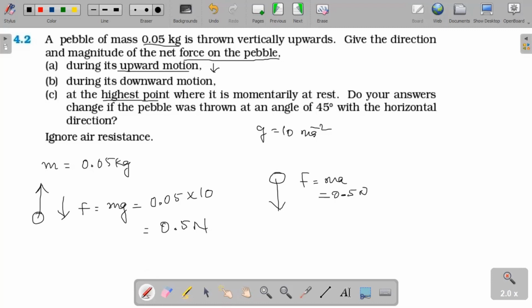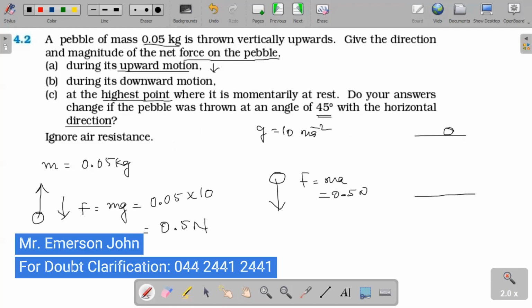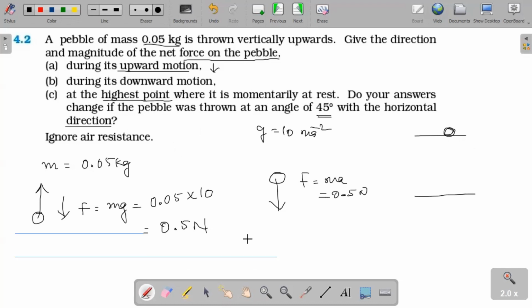At the highest point, where it momentarily rests, does your answer change if the pebble was thrown at an angle of 45 degrees with the horizontal? This is the question. What is the net force at the maximum height attained? The net force is downward, and that force is 0.5 Newton. Even though it momentarily rests, it is not that no force acts.